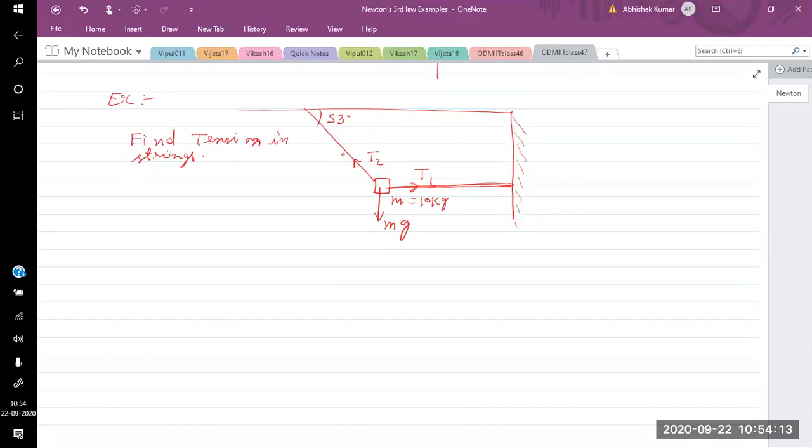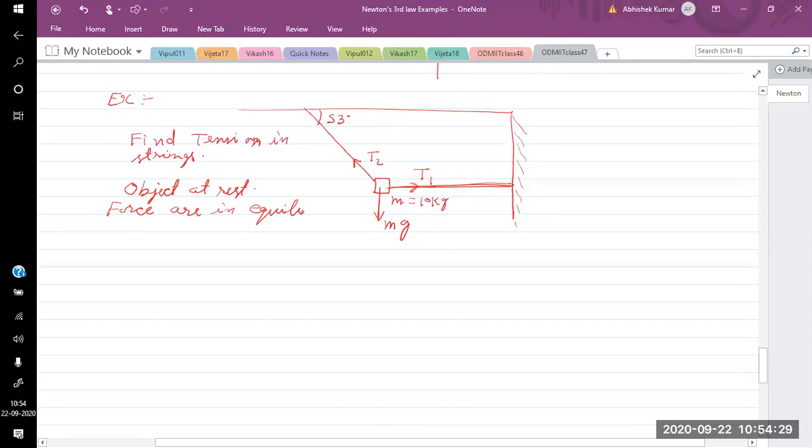So if they are in equilibrium, since the system is at rest, object at rest means forces are balanced, forces are in equilibrium. If forces are in equilibrium, it means that we can apply Lami's theorem. Applying Lami's theorem, we can write T1 by, so we need to find some angles.